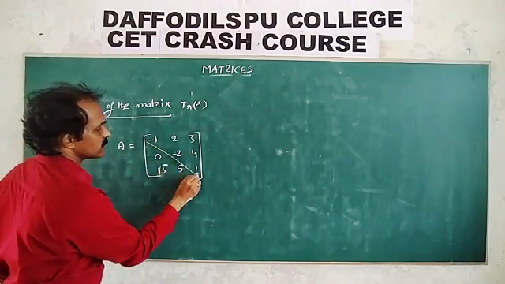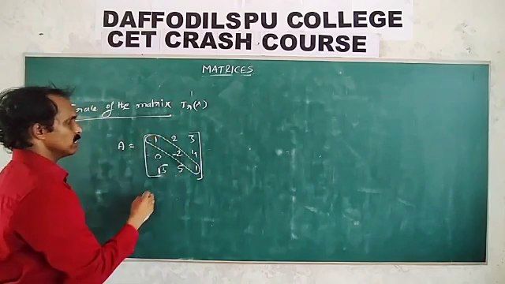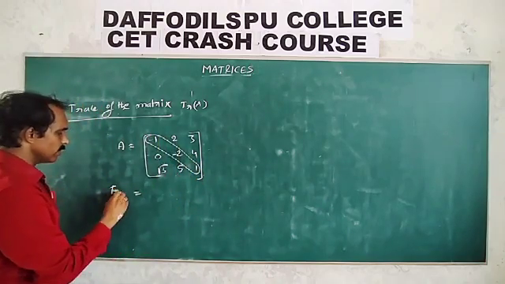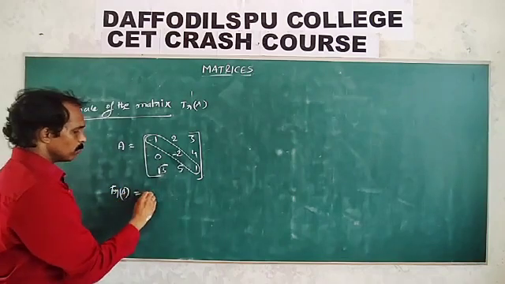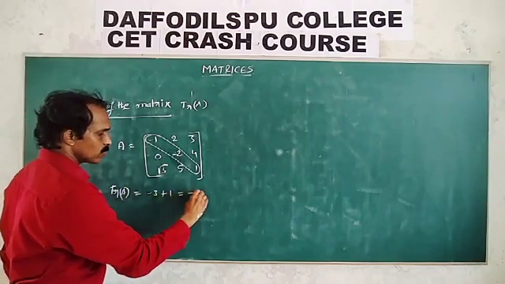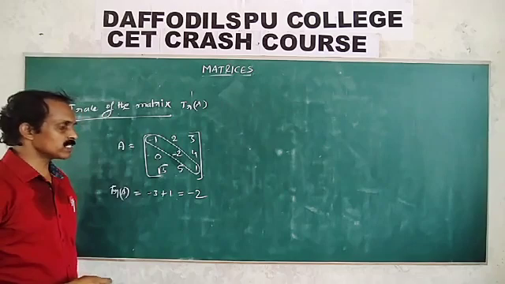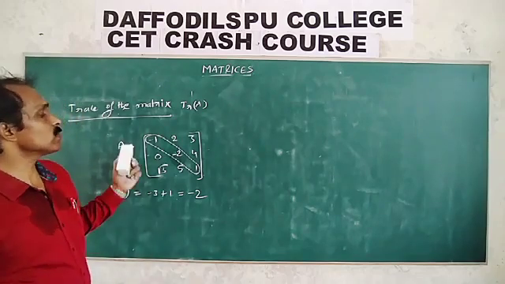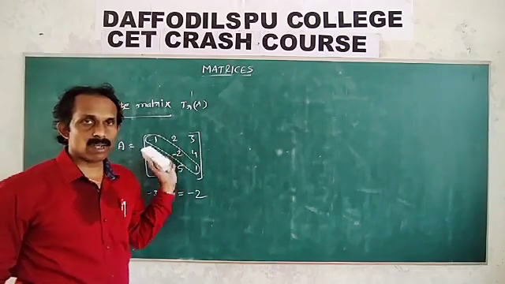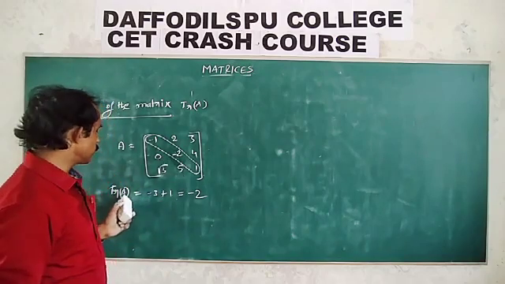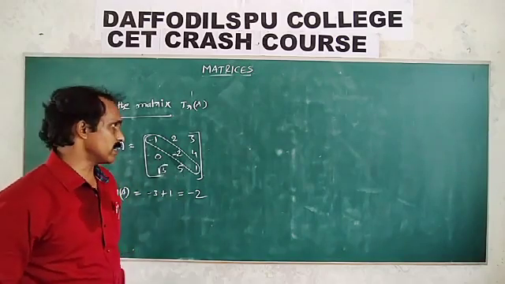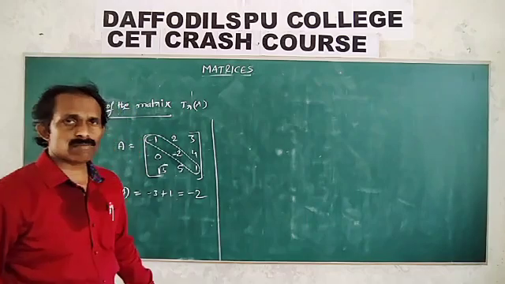Trace of the matrix is the sum of the diagonal elements. So what is this value? Trace of A is equal to minus 3 plus 1, which is equal to minus 2. This is the definition: the sum of all diagonal elements is equal to the trace of the matrix. Some properties are also there.